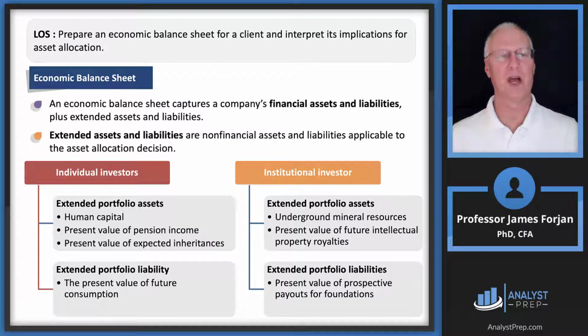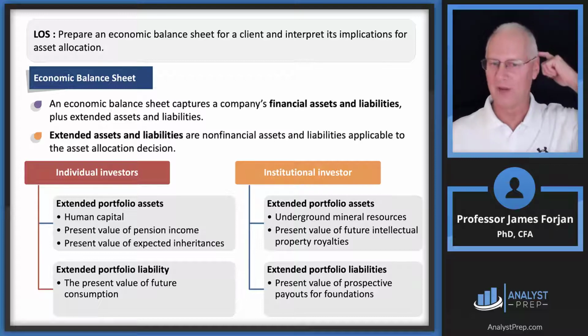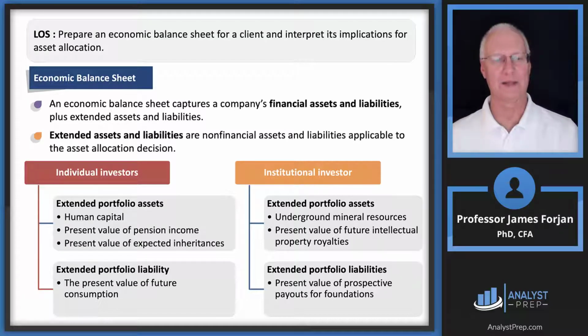All right, let's move to this concept of an economic balance sheet. So we spent lots of time, especially back in level 1, on a financial balance sheet where we had assets and liabilities and equity. But now let's extend that to what the Institute calls an economic balance sheet. And this includes extended assets and liabilities. So look at individuals. What are extended portfolio assets? Human capital, right? So my brain, present value of pension income, present value of expected inheritances.